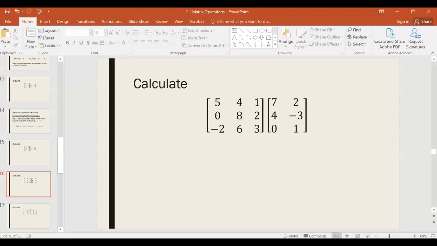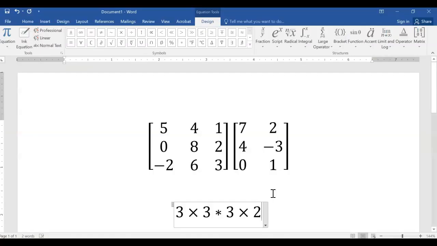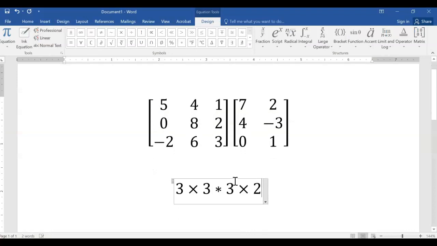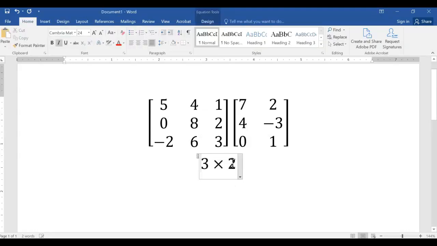I'm going to show you how I would have done that. So first off, I would have said this first matrix is a 3x3 matrix. The second matrix has 3 rows and 2 columns. So they do match up in these middle numbers, 3 and 3. So those are going to be eliminated, and my resulting matrix is going to be a 3x2 matrix. Okay? And so we're going to create a 3x2 matrix.